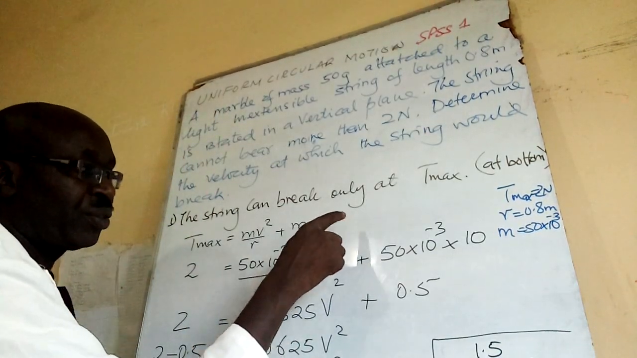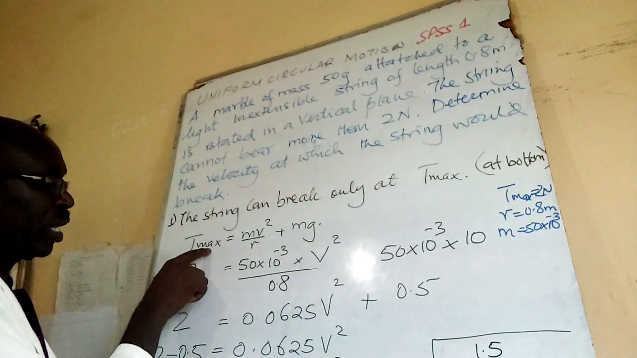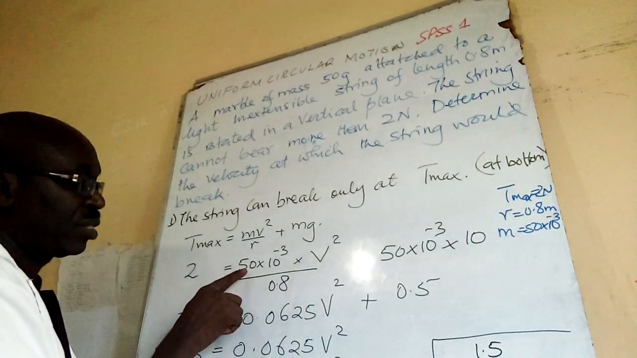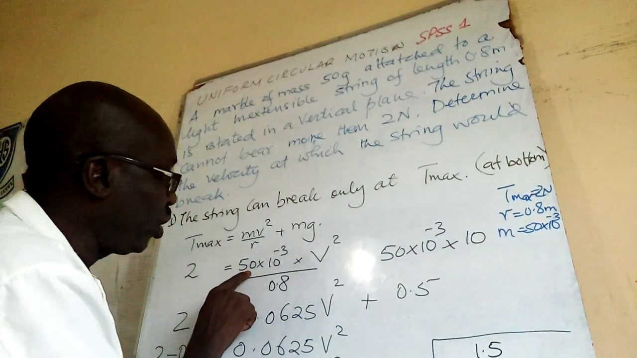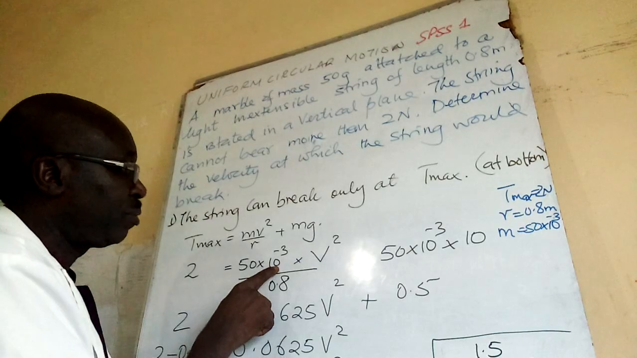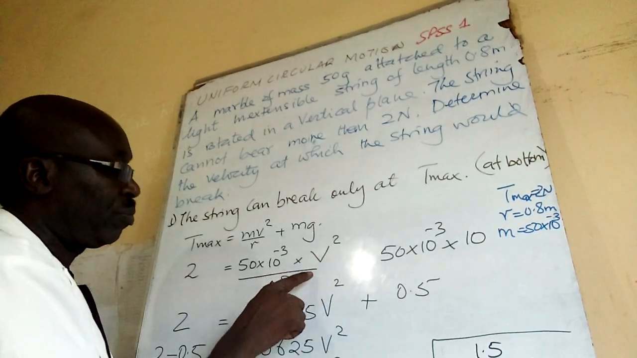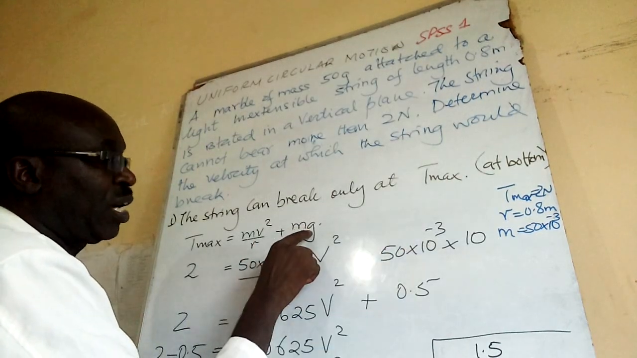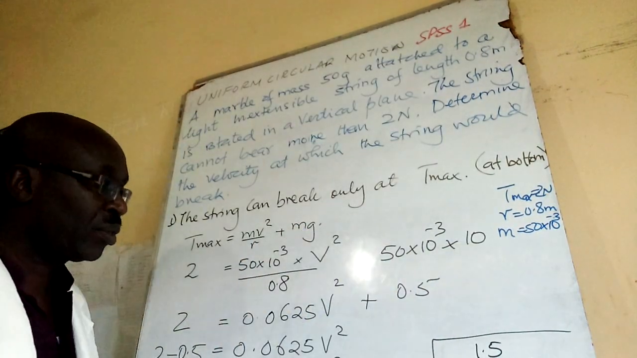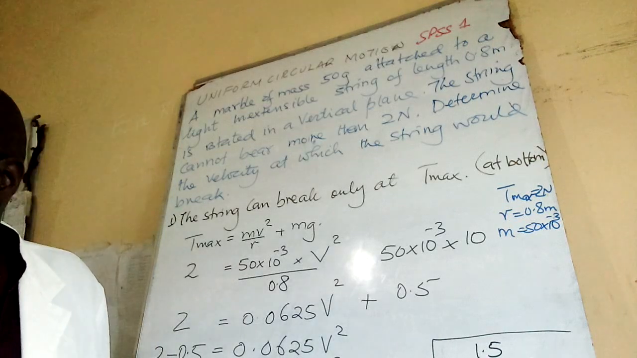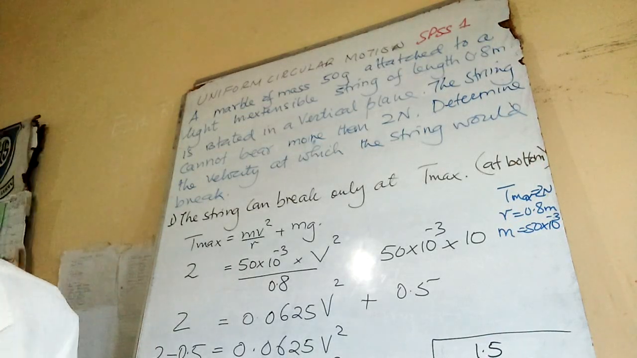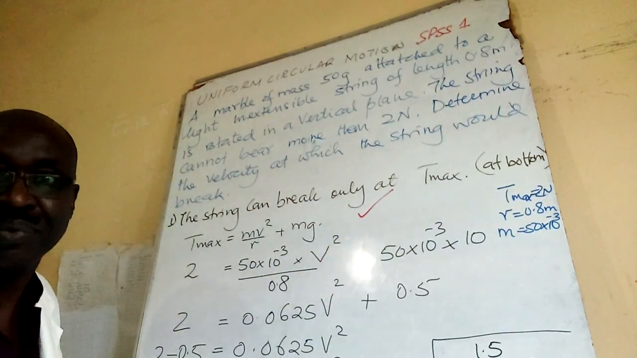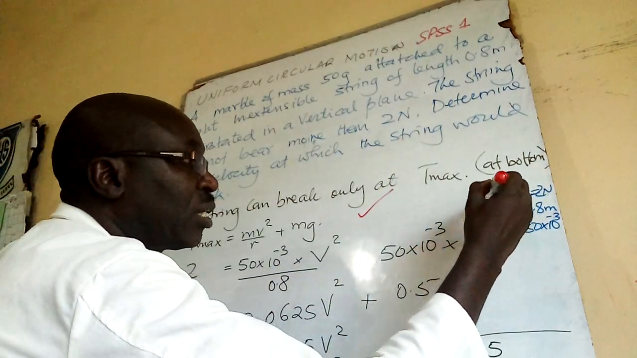So the knowledge, substitute. Maximum tension is 2. Mass, I've changed in kg by division of 1,000. V is what we are looking for. Radius I'm given. Mass is here. Gravity is 10. So what do we do here now? We have the knowledge right. Then we have the correct substitution.